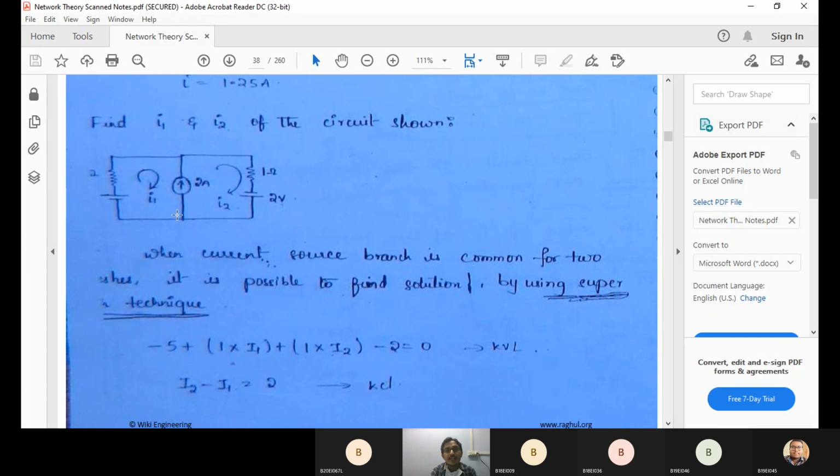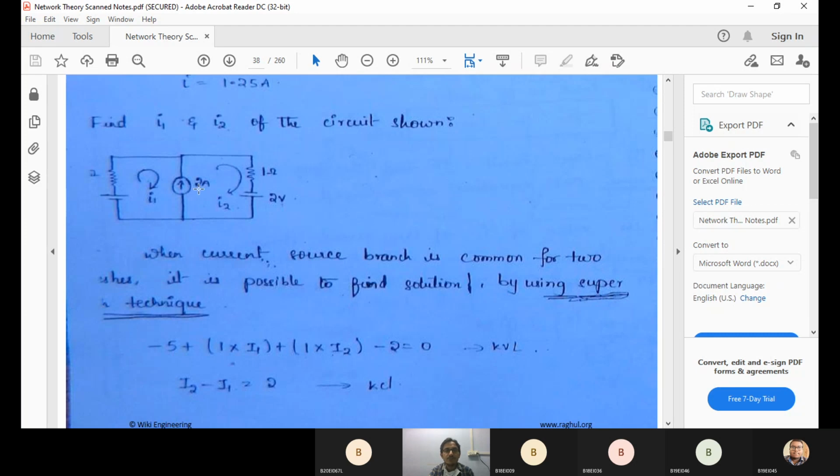Why we have to take I2 minus I1 is equal to 2 amperes? Why not I1 minus I2 as 2 amperes? Because your current direction and 2 amperes direction is in the same direction. So definitely it is dominating. So your I2 minus I1 is equal to 2 amperes. Apart from the equations, whatever you are having. So your minus, this is actually 5 volts. Your minus 5 volts into this is 1 into I1 plus another 1 into I2 minus 2 is equal to 0. And this is another equation, your super mesh equation. I2 minus I1 is equal to 2 amperes.